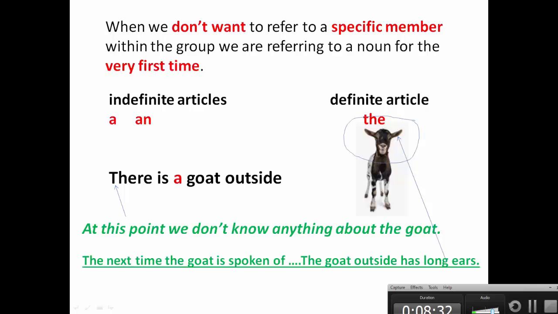There is a goat outside. At this point, we don't know anything about the goat. So we're going to say a goat. Now, the next time we speak about the goat, it will be when we mention something about the goat. The goat outside has long ears.